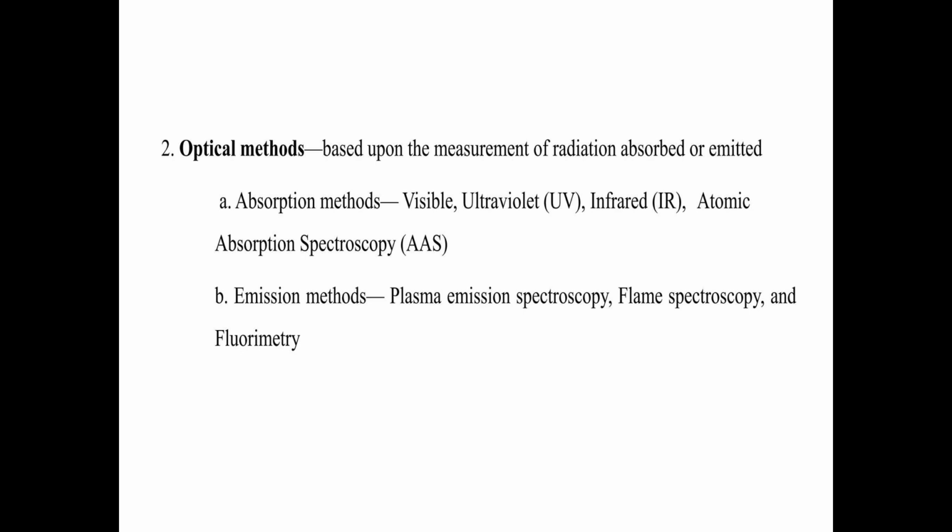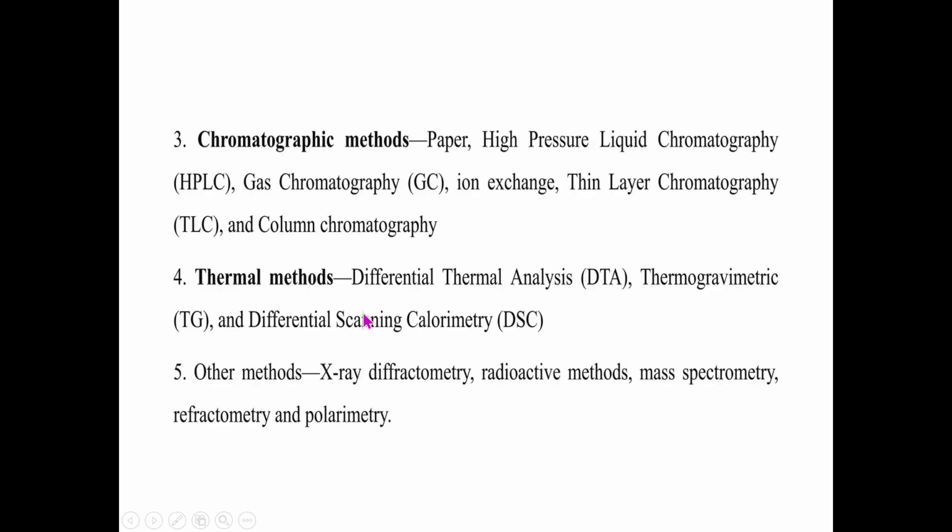That means if the compound absorbs a particular type of light radiation, the methods are divided into visible or ultraviolet spectroscopy, infrared spectroscopy, and the third type, atomic absorption spectroscopy. The next method is the emission method, which includes plasma emission spectroscopy, flame spectroscopy, and fluorimetry.